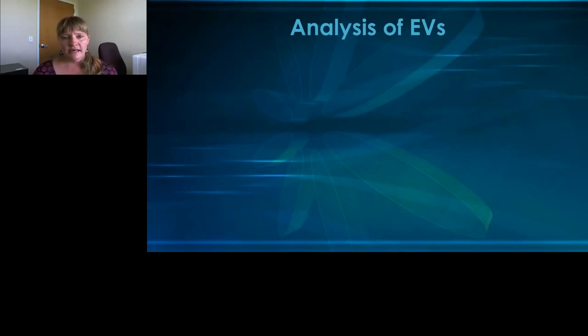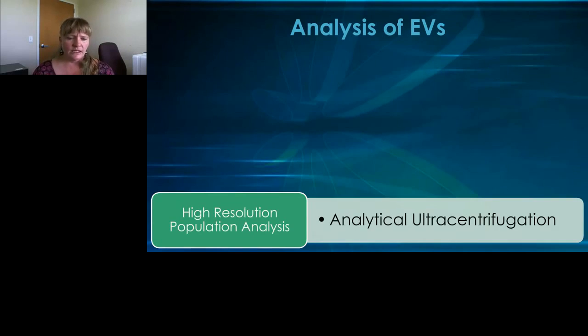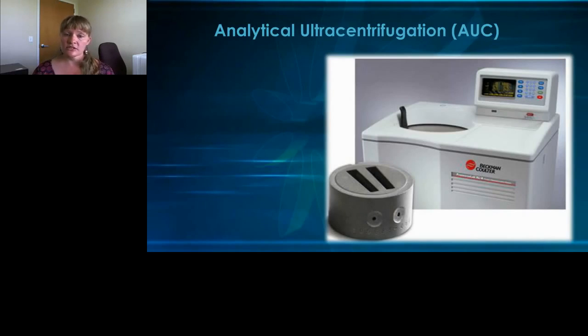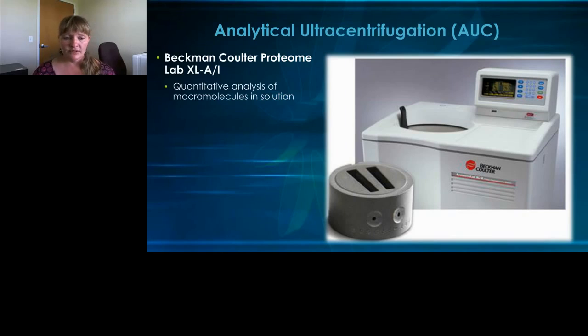Now we could also look at extracellular vesicles using analytical ultracentrifugation. Now this is a protein chemistry technology, and it does give us high resolution. So the analytical ultracentrifugation is used for quantitative analysis of macromolecules in a solution. Here we have pictured the Beckman-Coulter Proteome Lab XLA. It's especially good for protein aggregation, antibody purity determination, and mass. Researchers can use this for a broad range of applications to study biomacromolecules. Extracellular vesicles seem like biomacromolecules to me.